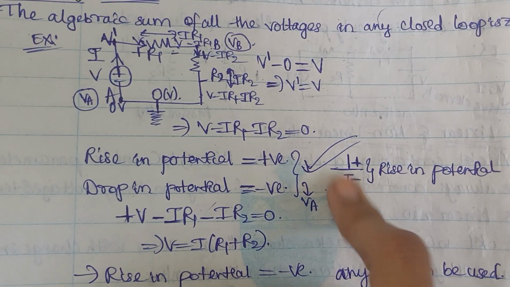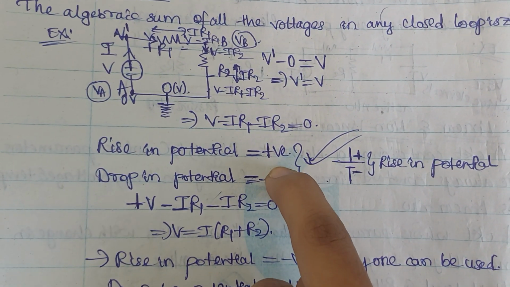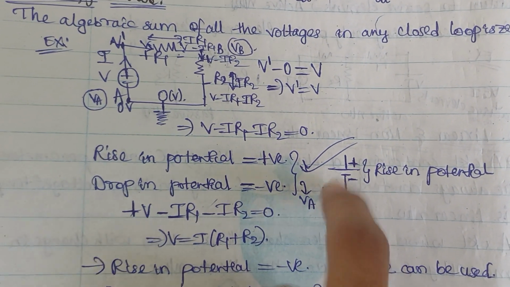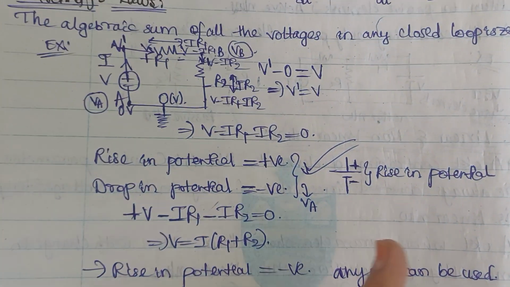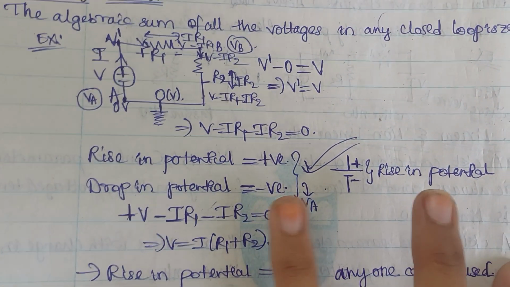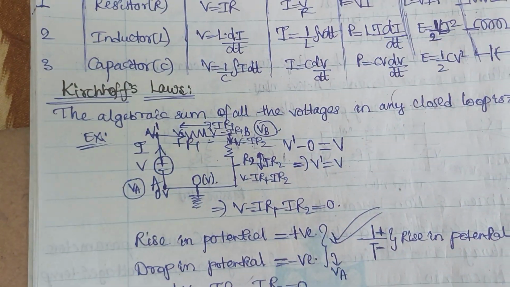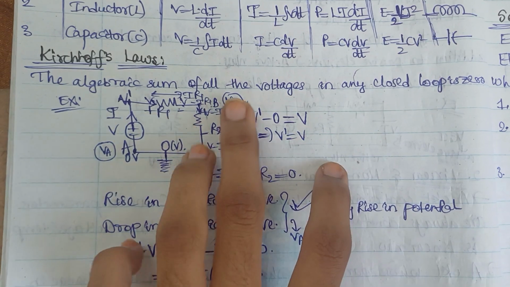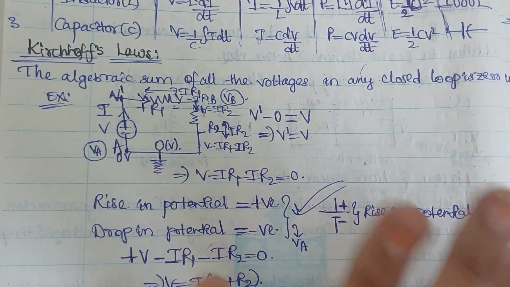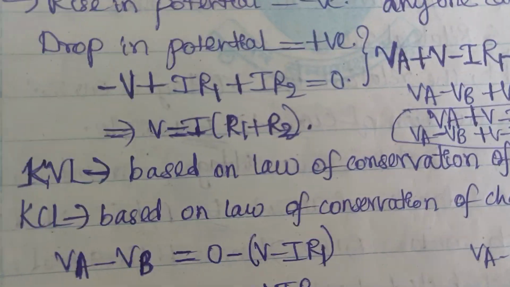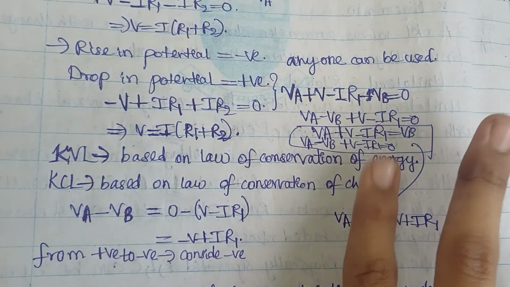In such a case, you take the sign convention to be positive. And if you are moving from a higher value to a lower value, that means it is decreasing, that is, there is a drop in potential, so you consider it to be negative. This is all about your sign convention. KVL is nothing but the algebraic sum of all voltages in any closed loop is equal to 0. KVL is based on conservation of energy.